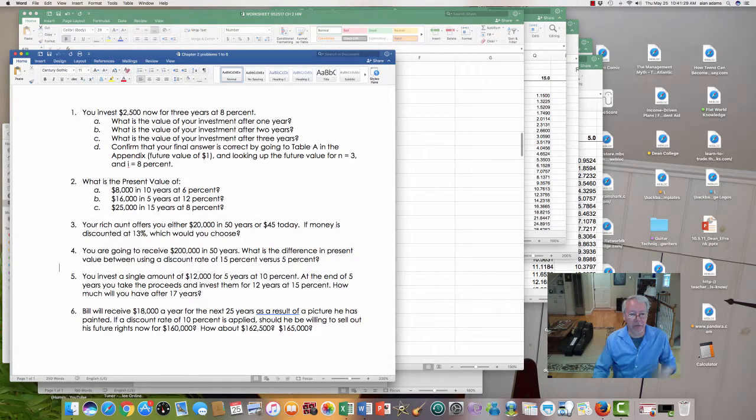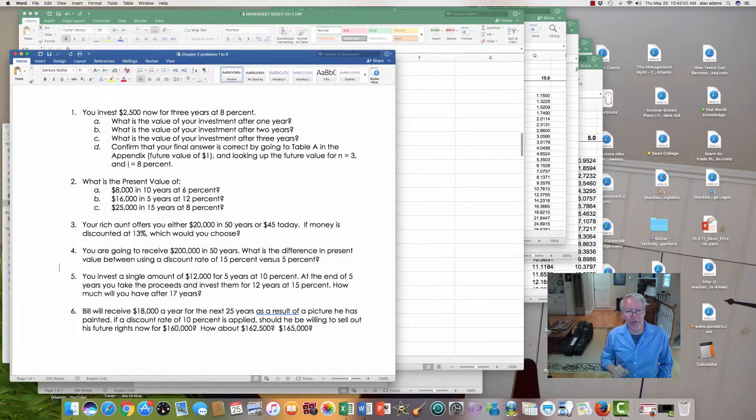Problem number 6 says, our friend Bill is going to receive 18 grand a year for the next 25 years as a result of a portrait he's done. And someone wants to buy that right from him. So someone comes to him with a cash offer and says, I'll buy it for $160,000. Well, Bill's going to receive 18 grand a year for the next 25 years. Someone's offering him cash today. Can you do a valid comparison of money in the future to money today? No, you cannot. We've already seen this with our lottery example.